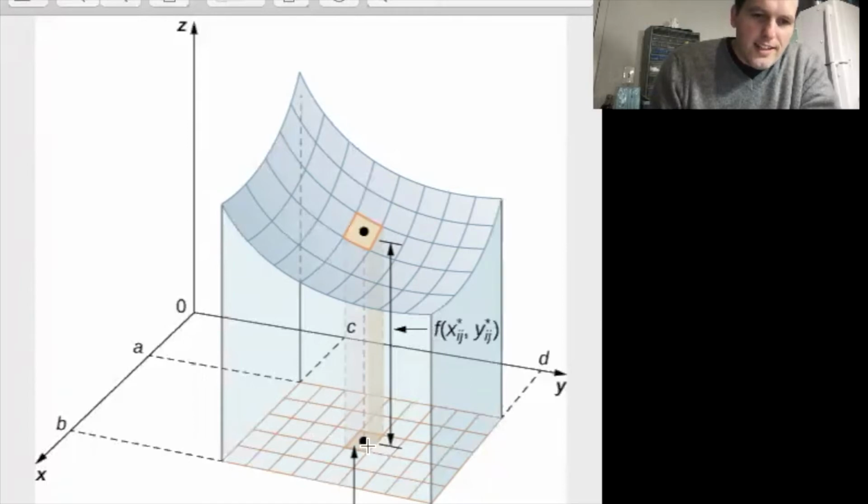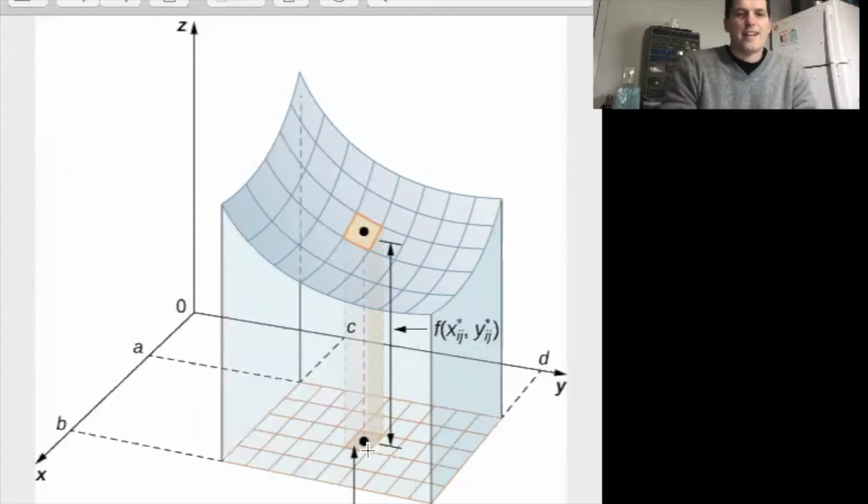Well, what we're doing is we're computing the volume of this little three-dimensional column. And how do we get the volume of this rectangular column? Well, we multiply the area of the base times the height. And the height is f of what they're calling here xij star, yij star. So we're looking at this tiny little rectangle. We have selected a point xij star comma yij star inside that rectangle.